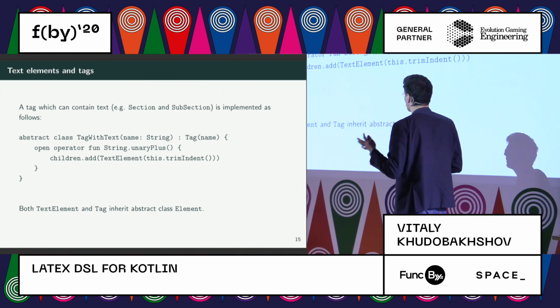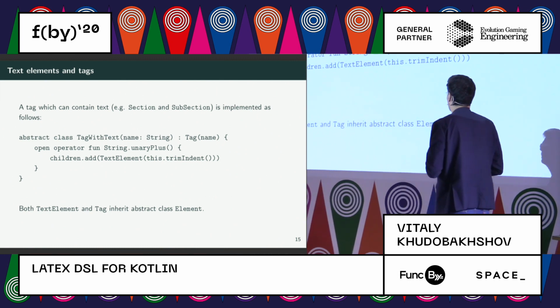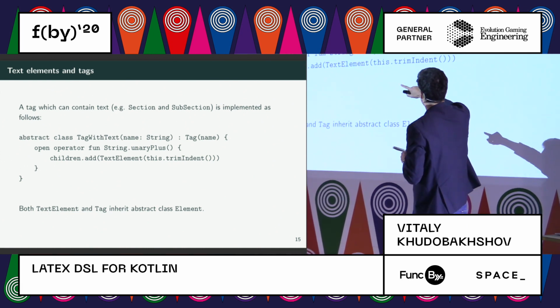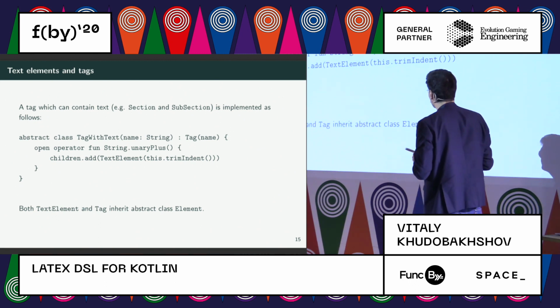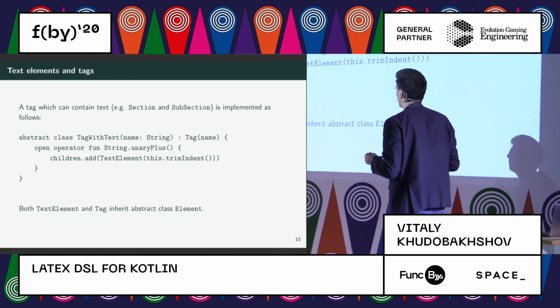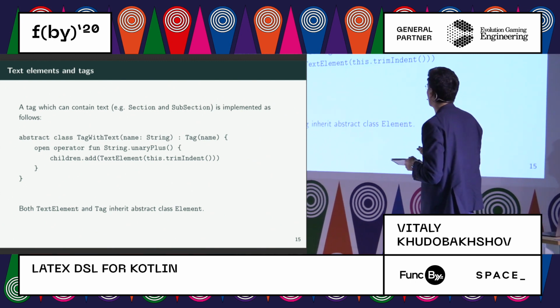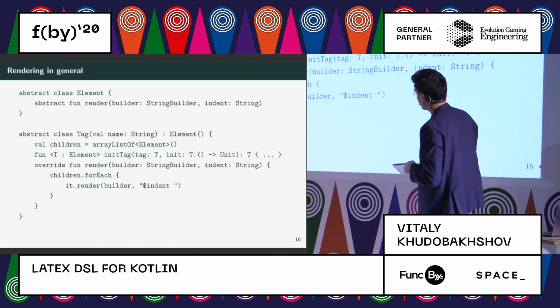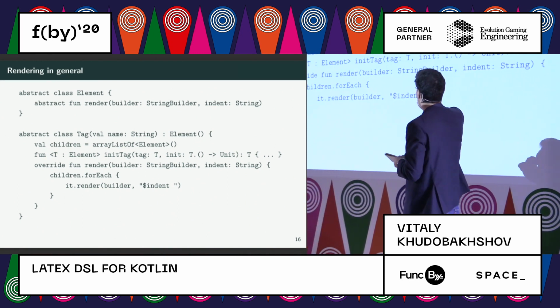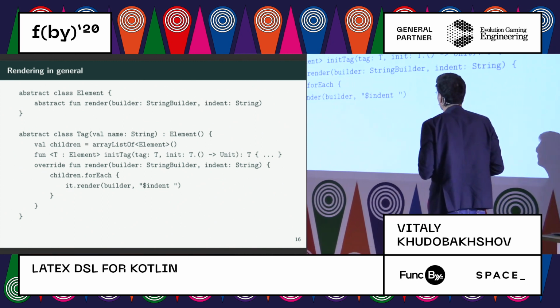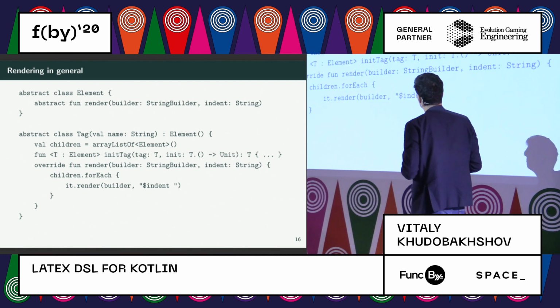Both text element and tag inherit abstract class element. But right now we are interested in text much more than text elements, because text elements are trivial examples of the element class. The main building block of our document structure is element. So this is an entity which can be rendered in our LaTeX document.